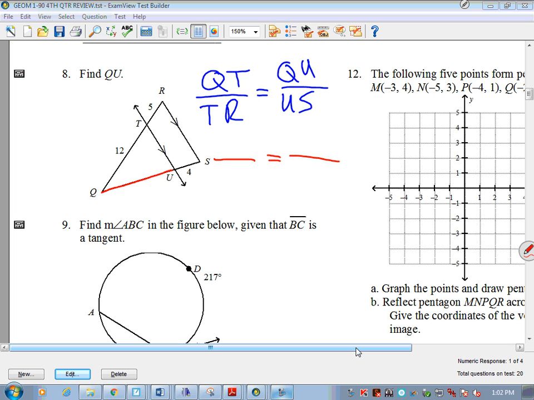QT is 12 over 5. QU we don't know. US is 4. Okay, so cross multiply and divide. We want 48 divided by 5. What does that come out to? What's that? 9.6? Okay. What was the answer at the bottom?